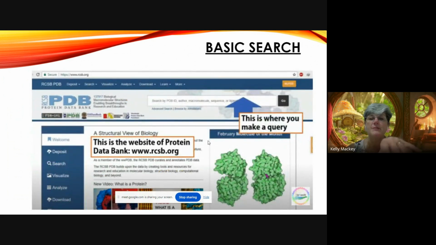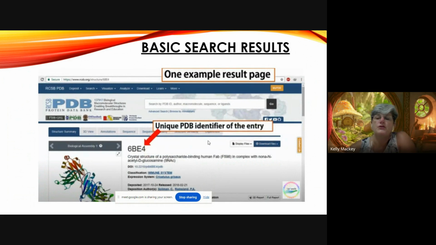So at the very top of the page, there's this white search bar, and you can type in, like they say, the ID, or the author. They explain everything you can do. Once you have found it, you may get a whole page, depending on what you've put in. If you've put a protein name into that search bar, you may get a whole page of related results, or anything that comes up with that search term will show up.